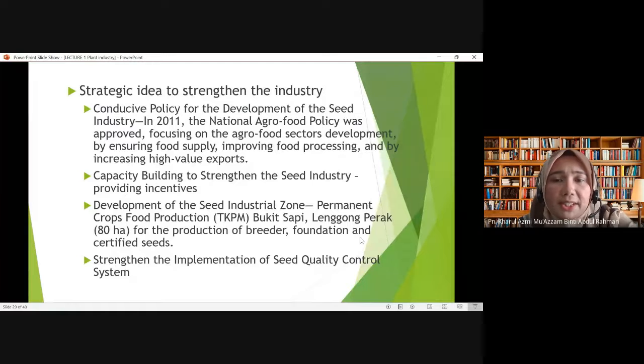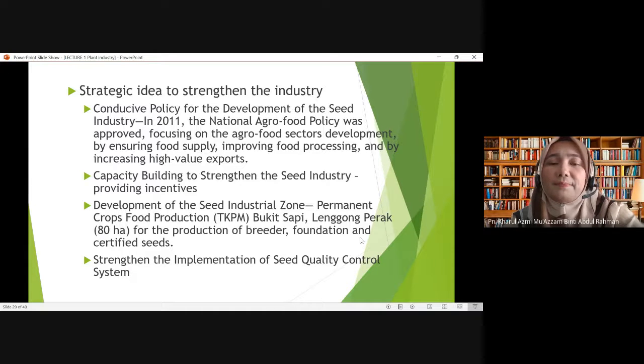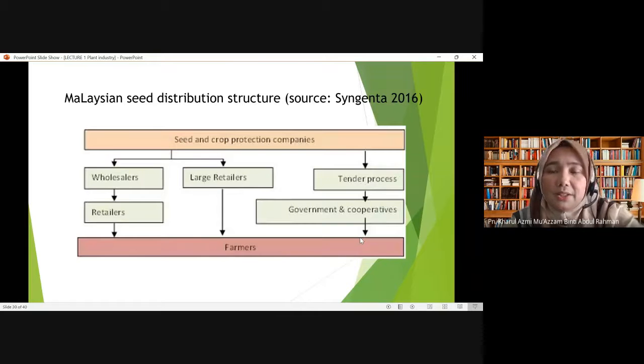Okay, so we also have the seed industrial zone. So this is the permanent crop food production in Bukit Sapi, Lenggong, Perak, for the production of breeder, foundation and certified seed. Ini tempat pembiakbakaan lah untuk seed breeder di Lenggong, Perak. Saya pun tak tahu, tak pernah pergi juga ni. It's good kalau boleh buat field trip, mungkin this is a good destination for us. But sekarang ni sebab musim pandemik, so tak adalah field tripnya. And then the strengthening of the implementation of the seed quality control system. Okay, so our country needs to strengthen the seed quality control system. Kena kuatkan lagi lah.